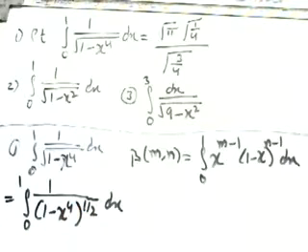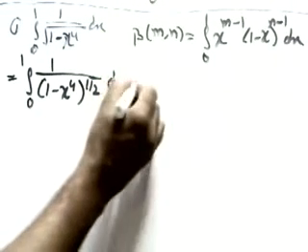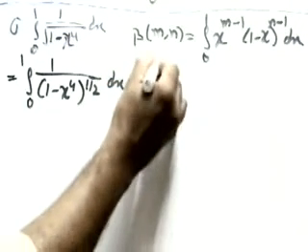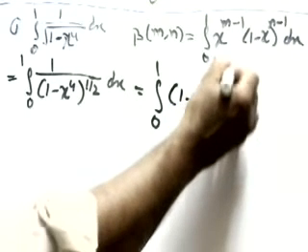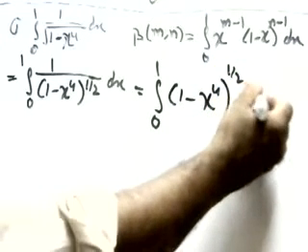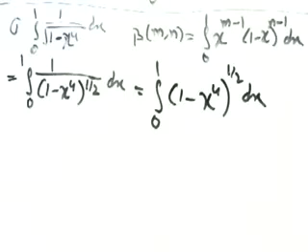Now the next step is to bring this into the numerator. The power plus half will become minus half. If you bring this from the denominator to the numerator, the power will become minus, so we get the integral from 0 to 1 of (1 minus x to the power 4) to the power minus 1 by 2 dx.